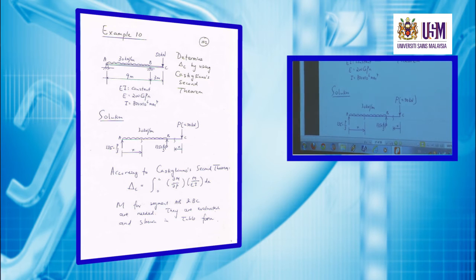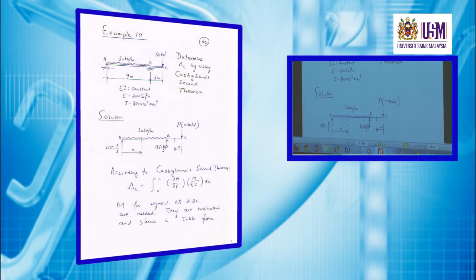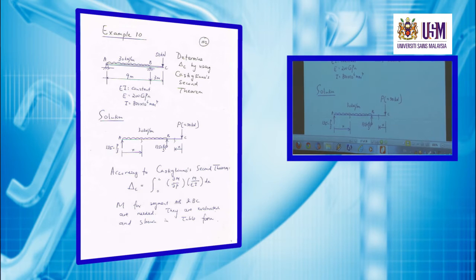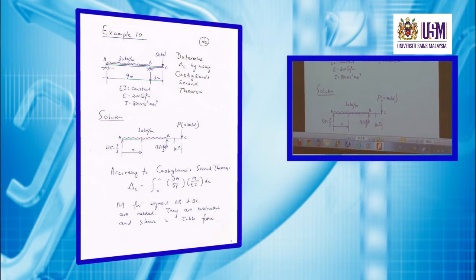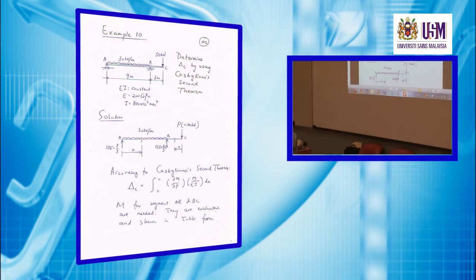But in the beginning, because you want to find displacement at C, we need to differentiate partially with respect to the force acting at C. So in order to do that, we use a symbol P to represent this load. So you have this loading plus this loading, which is actually 50. But in the beginning, you don't use 50 directly because you need to differentiate partially. So you use a symbol P.